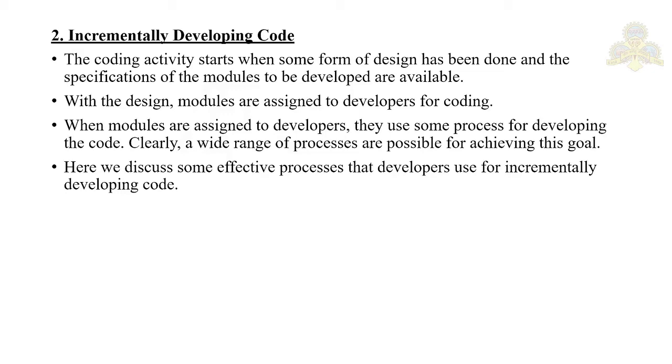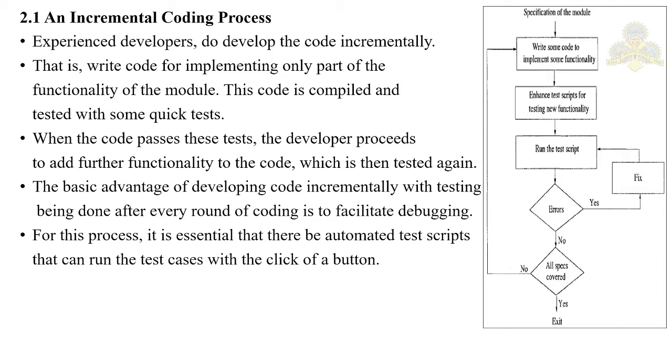So there are again some processes they have to follow. There are a variety of processes, n number of processes available, so that the developers use these processes and then develop their code, right? Here we discuss some of the effective processes that the developers use for incrementally developing the code. Now we will see what incremental development or the incremental coding process is. So here you have the flow chart, which will be easier to understand. First, let me discuss this one, and then I'll explain this flow chart.